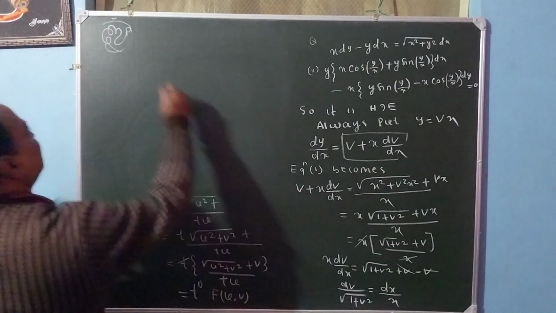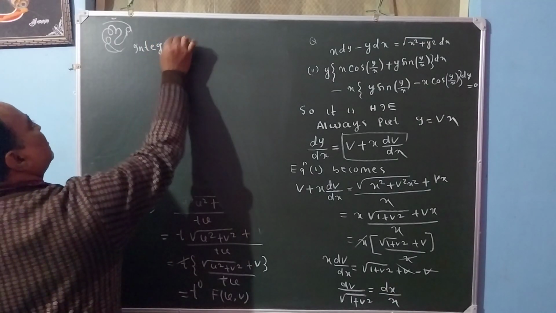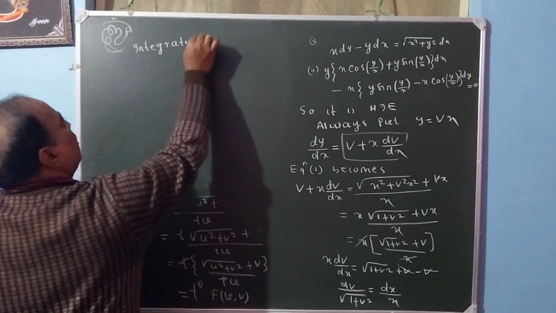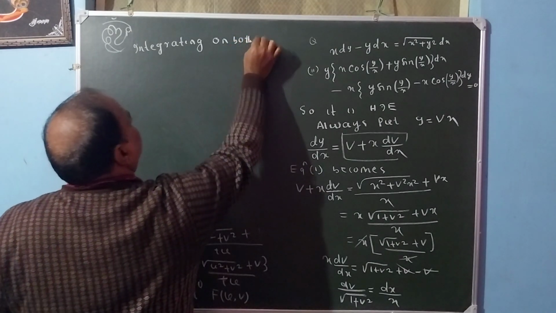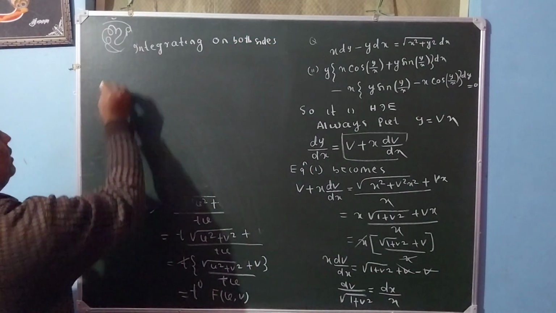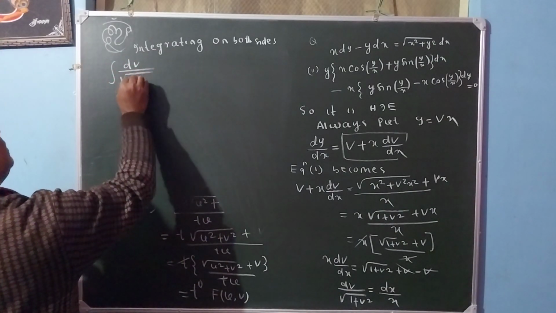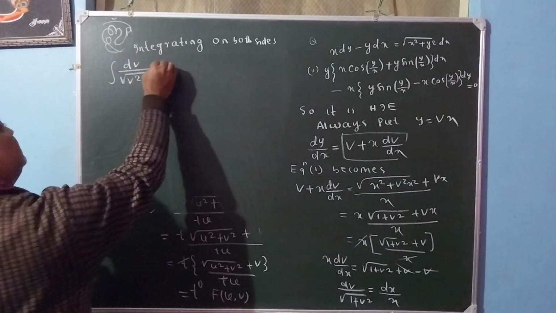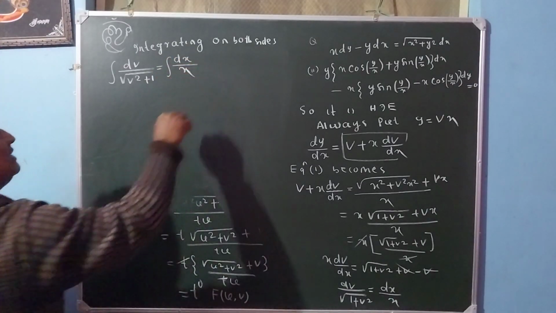Integrating on both sides, we get dv by v square plus 1 is equal to dx by x.